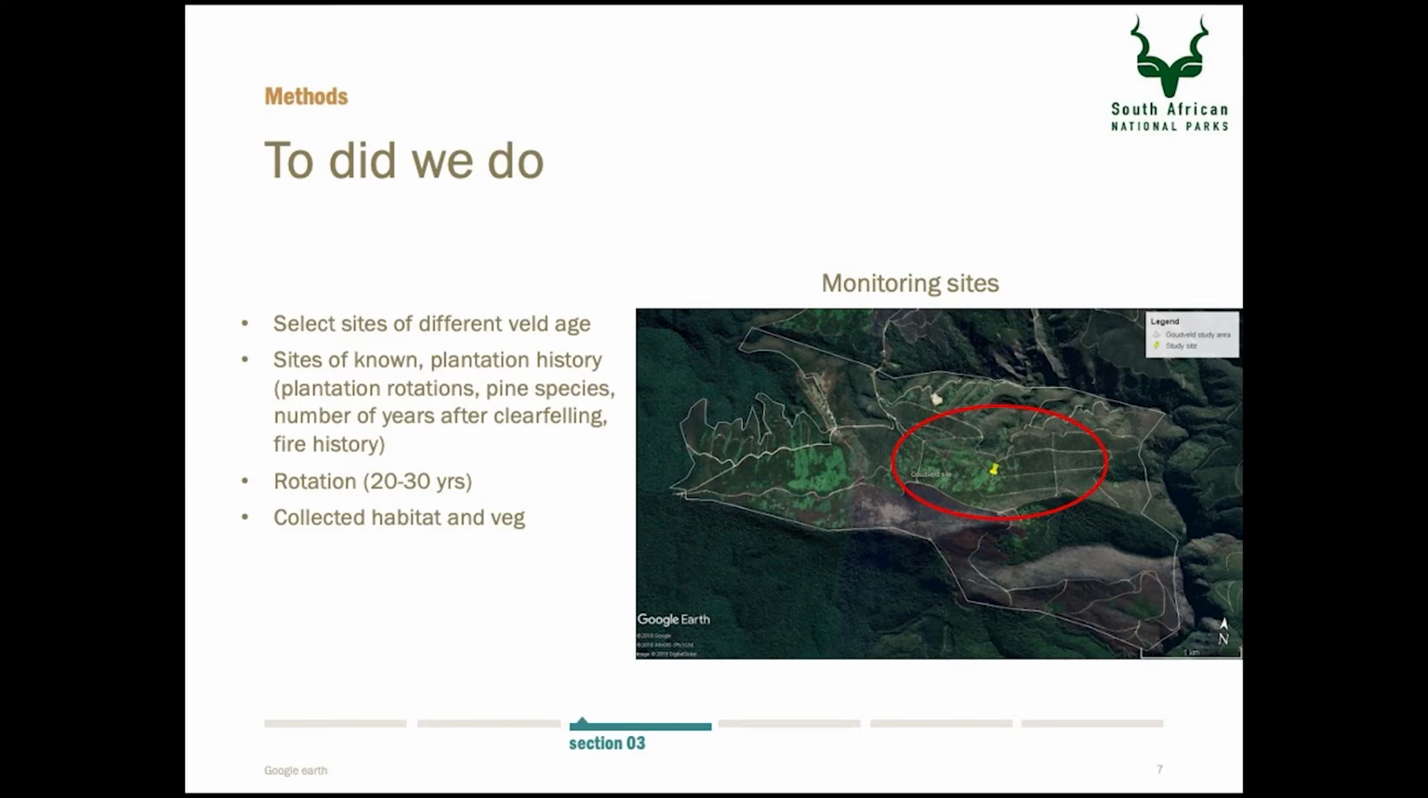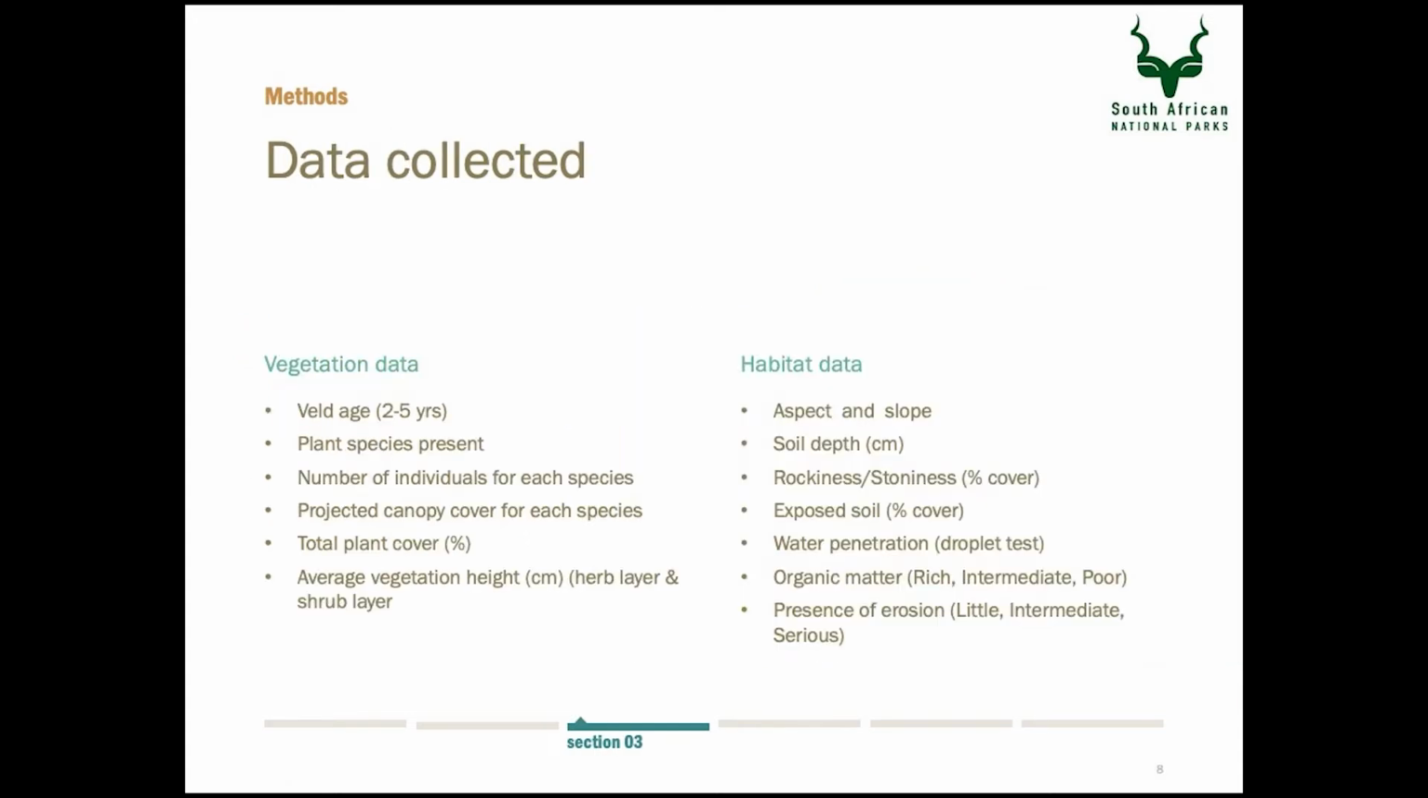We selected sites of varying felled ages, or recovery times after clear felling, and we knew their history in terms of plantation, what species they were planted with, as well as fire history, and the number of planting rotations. The planting rotation is 20 to 30 plus years in the Garden Route, and some of these areas had about 2 to 3 planting rotations. And we collected habitat and vegetation information on that.